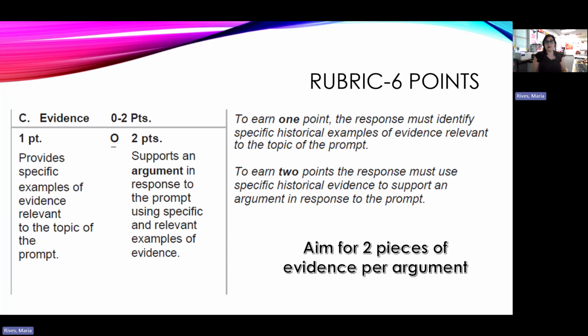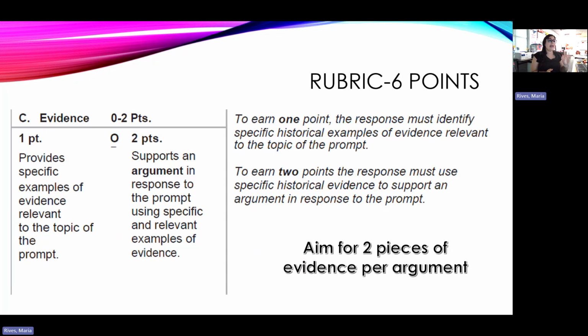That's just naming. China has a social hierarchy. Hinduism has a caste system. That's just naming the evidence. But you get an additional point if you use that evidence to support an argument. These are your explain sentences, just like the DBQ. You want to explain how 4 pieces of evidence support the argument. That way you can get that additional point and earn 2 points instead of 1.